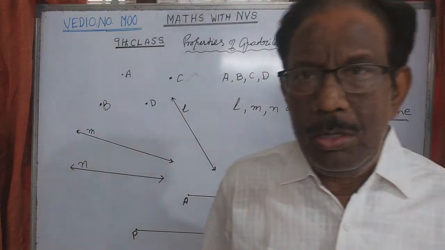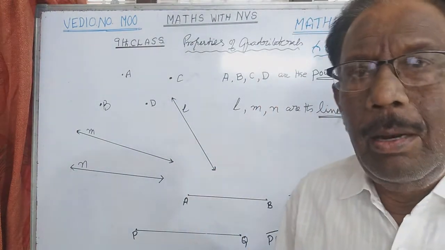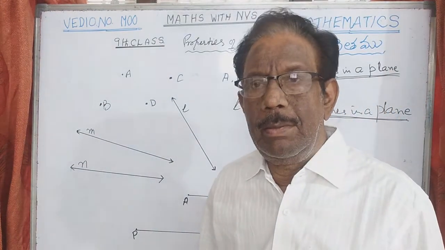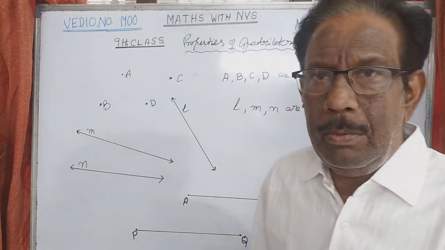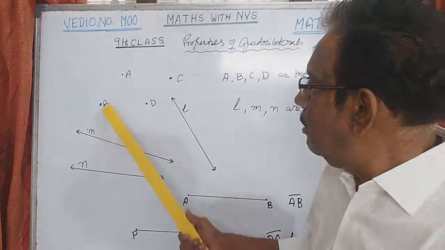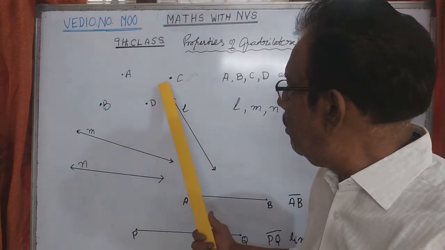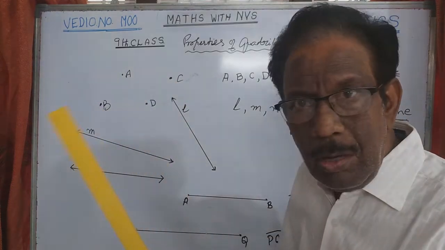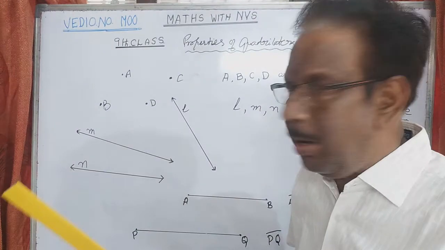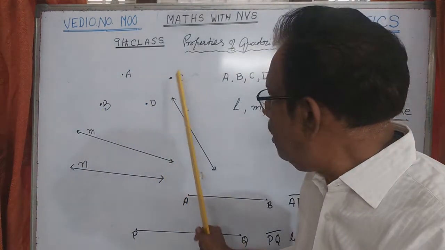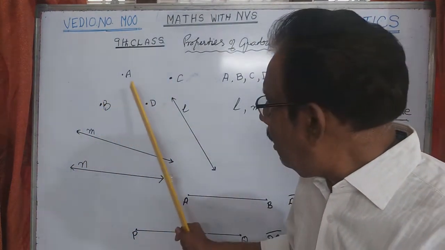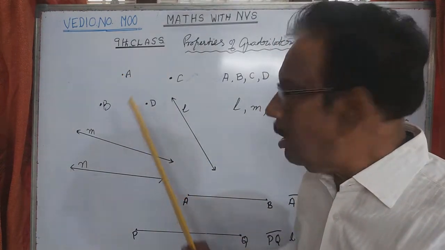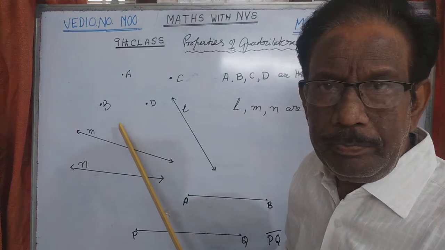Before going into the actual subject, I will tell you the basic fundamentals that you have learned in earlier classes. Listen carefully. Look at this. Here you see it is a point. Our geometry starts with points. The points A, B, C, D. We denote the points with the capital letters of the English alphabet.